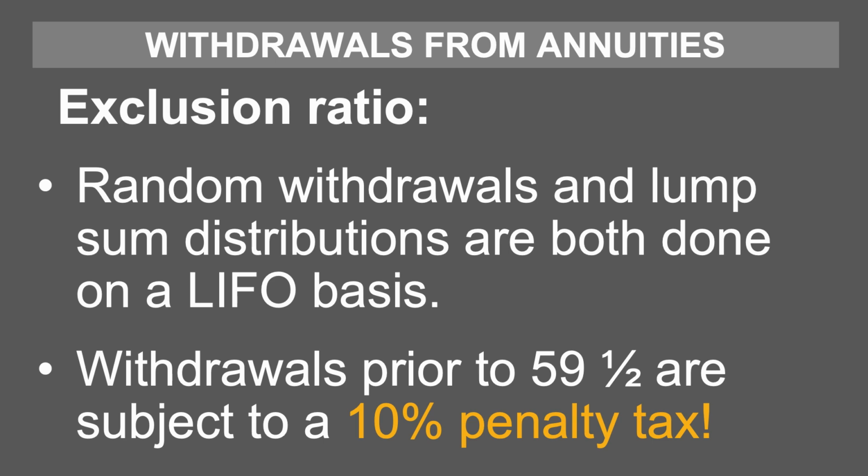So what do you need to know about random withdrawals from a variable annuity? 1, they are done on a LIFO basis. The growth is the last thing in, it is the first thing out. The investor will be subject to income taxes on that amount, and if the investor is under 59.5, the investor will pay a 10% penalty tax.